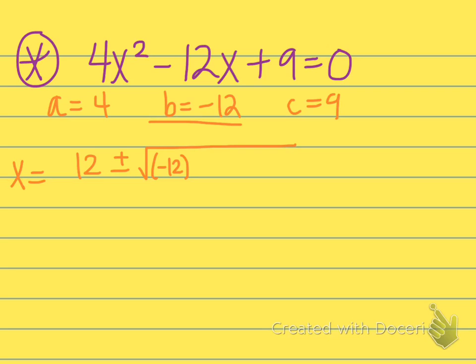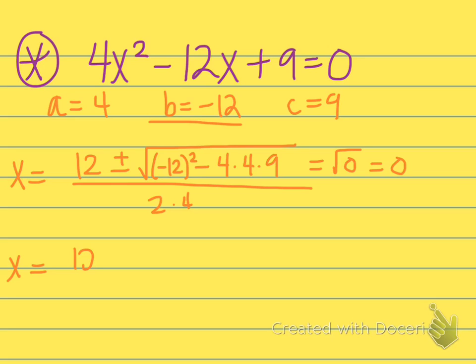Also, when I square a negative number, make sure you put it in parentheses if you're using your calculator. Otherwise, your calculator will square the 12, but not the negative sign in front of it. That's going to give you the wrong solution. So b squared minus 4ac, divided by 2a. Negative 12 squared is positive 144, and 4 times 4 times 9 is 144 as well. So 144 minus 144 gives us 0. And the square root of 0 is just 0.